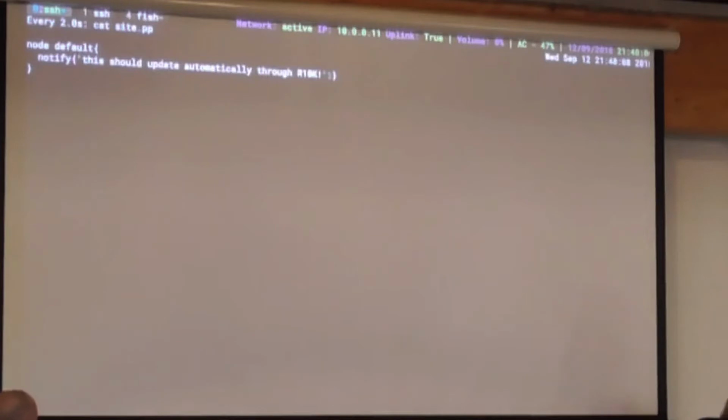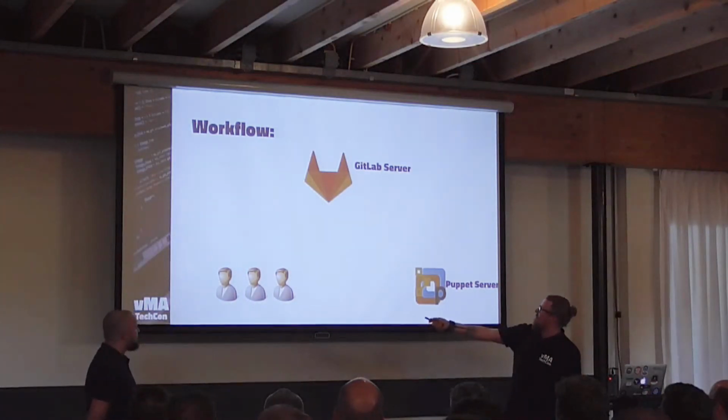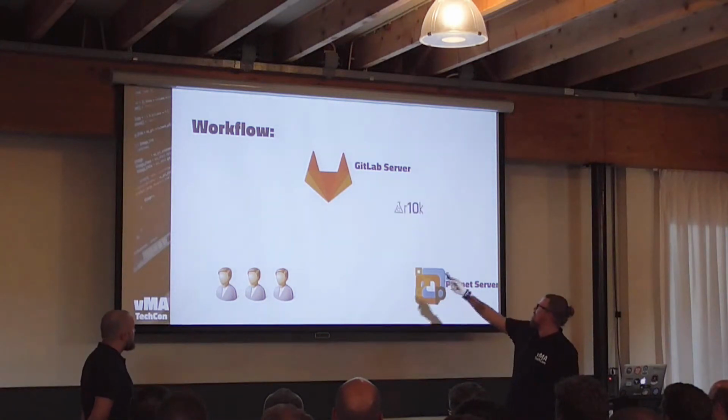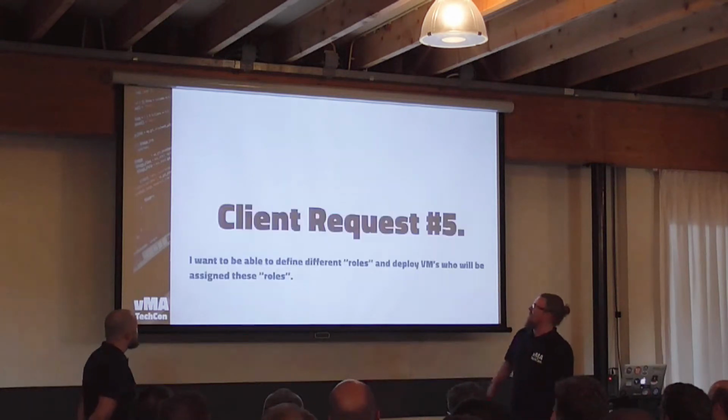Workflow, what happened? So now we have a bunch of developers who push code to the GitLab server, right? Writing code, and R10K is pulling from the GitLab server to the Puppet server, which is a VM on vCenter. That's what's happening right now.